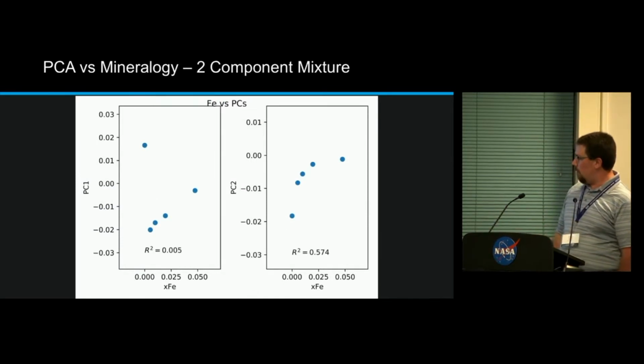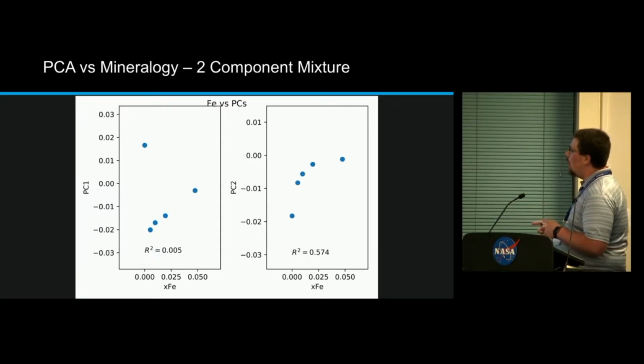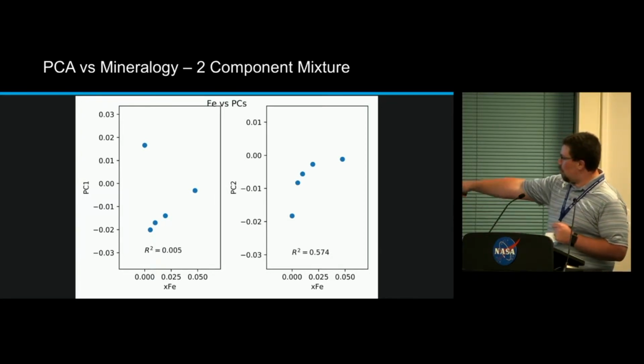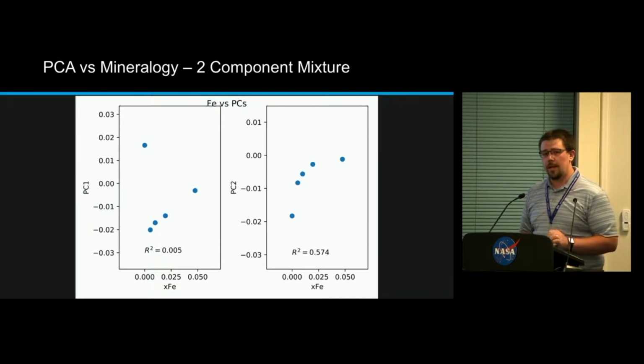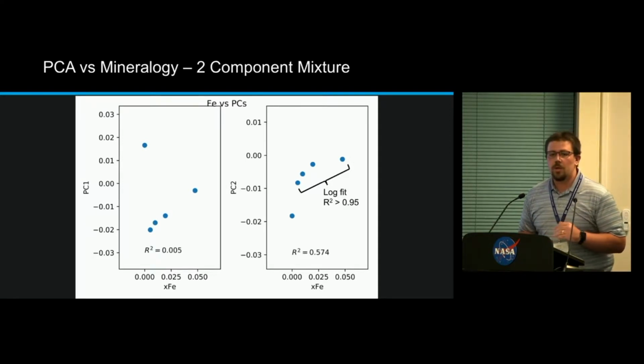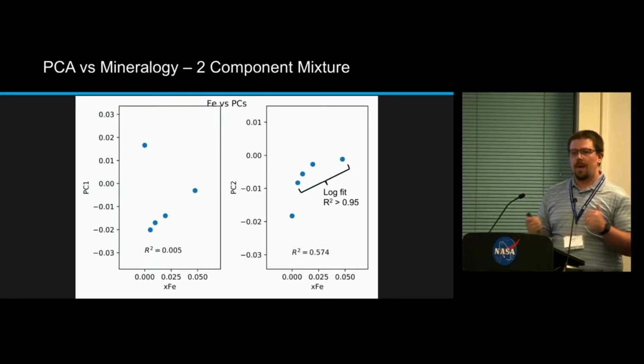Plotting those two components against weight percent iron, we see a nice trend, especially in principal component 2, that correlates really well with the change in mineralogy. So these R-squared values are for linear fits to the data. If you do a log fit on those 4 data points, you get an R-squared of better than 0.95. So now we're really being able to relate this back to something.